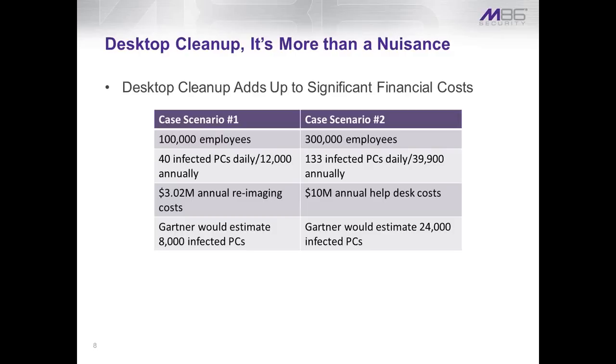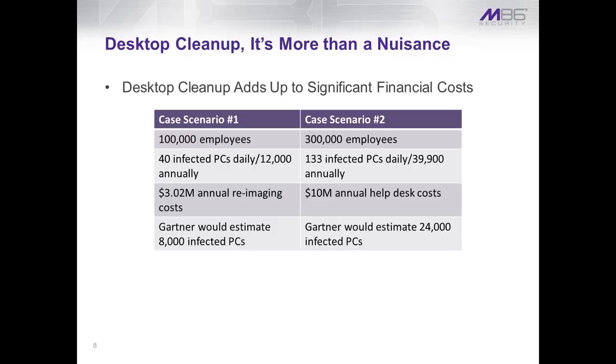That's it. Once the team calculated the time and the money spent re-imaging the PCs, they realized they were looking at over a $3 million annual figure for remediation only. By comparison, Gartner's estimate, remember we said just a few minutes ago that their estimates were conservative. Here's a case in point. Gartner's estimate that 4 to 8% of enterprise PCs would be infected would have put this number at 8,000 instead of 12,000, which is considerably less.